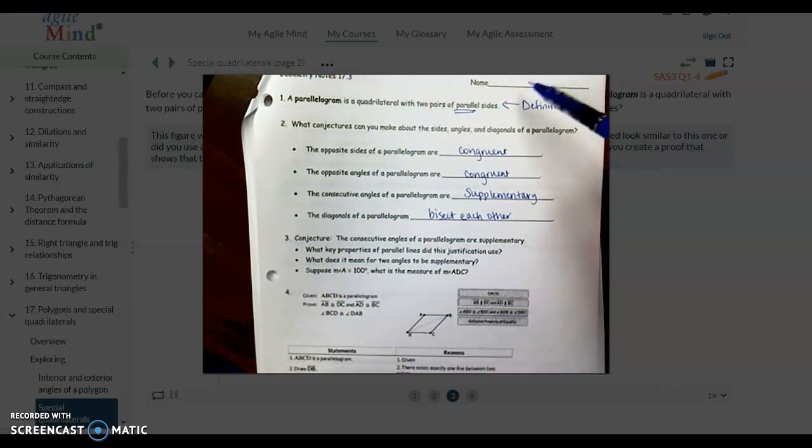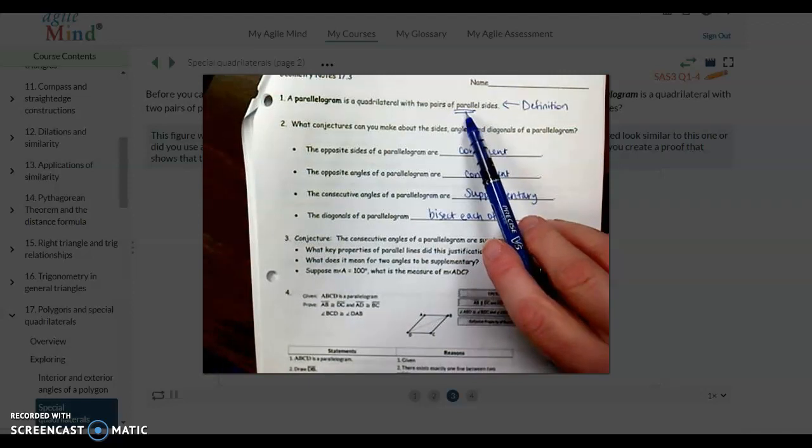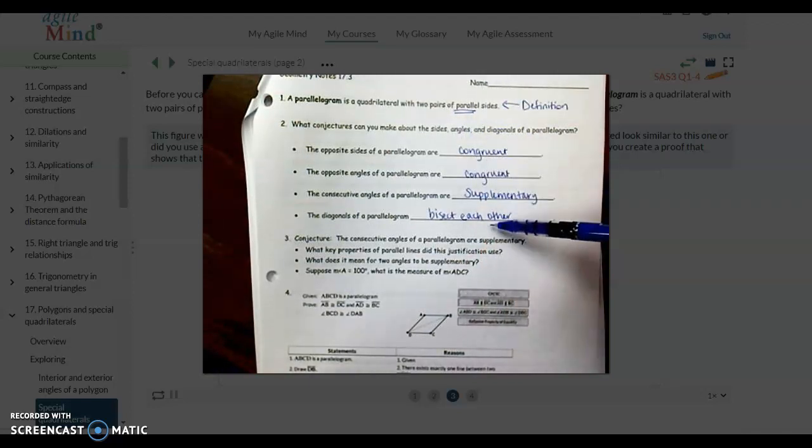So there are 5 properties about parallelograms that you'll need to memorize. One of them by definition, the opposite sides are parallel, and 4 other theorems. Opposite sides are congruent, opposite angles are congruent, consecutive angles are supplementary, and the diagonals bisect each other.